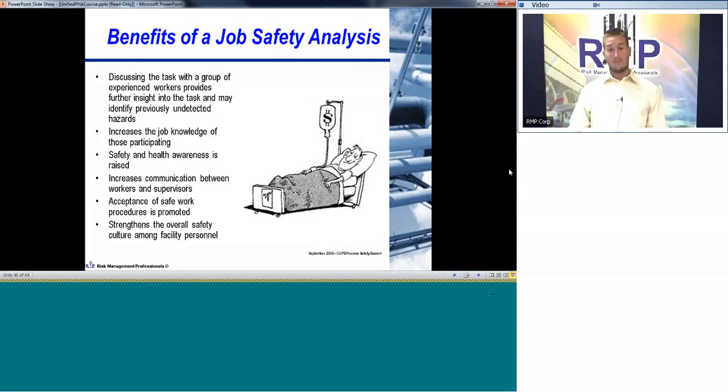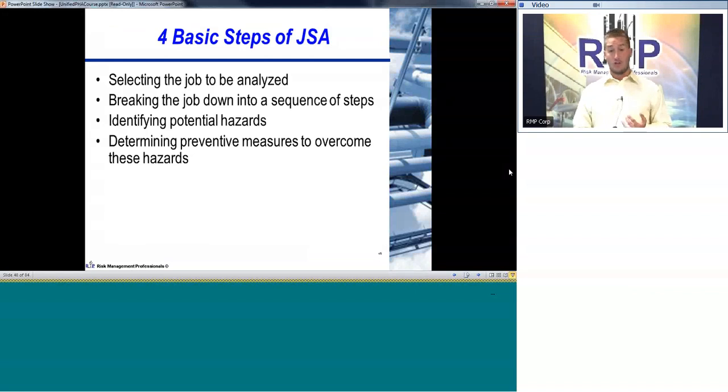Four basic steps of a JSA: selecting the job to be analyzed, breaking the job down into a sequence of steps, identifying potential hazards, and determining prevention measures to overcome these hazards. This is very specific to, like Steve mentioned earlier, ASOP methodology.